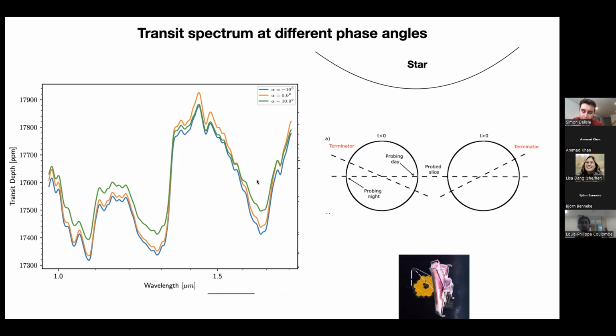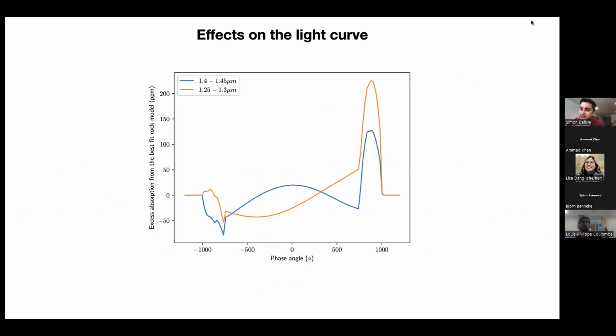And so these are interesting effects, but you can also look at other effects from the light curve perspective. Instead of looking at the transit depth, we can look at a single wavelength band and see what the light curve looks like. Now, if we were to look at the light curve in its entirety, we wouldn't see anything, because the effect of a 3D atmosphere is really hard to see. So instead, we subtract the best fitting light curve from a rocky model. That way, what we're left with is basically the excess absorption that comes from the fact that we have a 3D atmosphere.